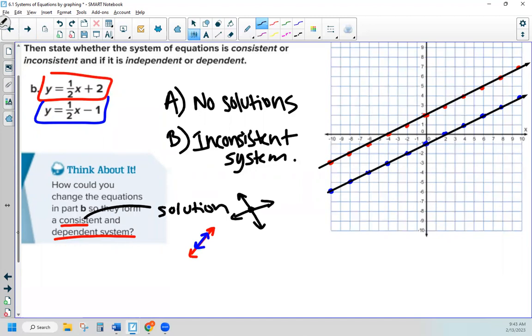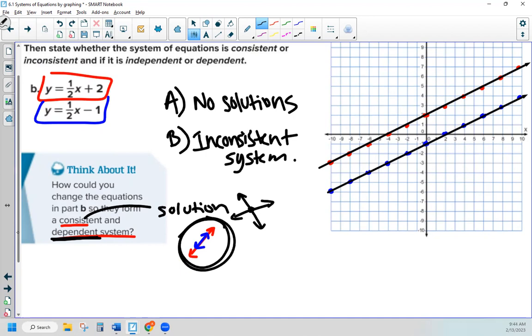So that is where we have to read right here. When we say dependent, are we talking about one solution or infinite solutions? Dependent means they depend on each other, right? They got no originality. They are the same exact line, same exact line. So we need to look at this. How can we make the red dots and the blue dots look like this? Well, it's very simple. You got 2 options.